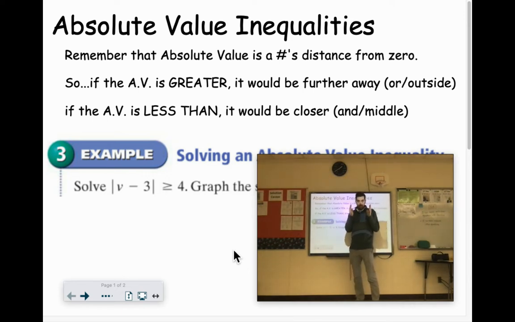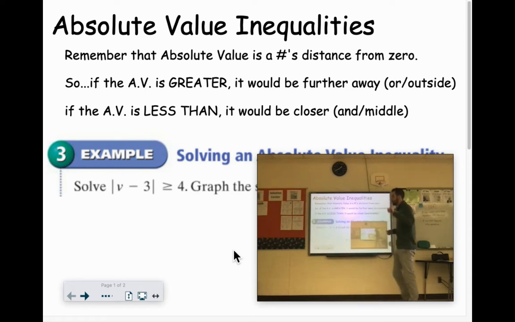So if the absolute value, its distance, is greater than something, it would be further away, right? And what kind of graphs go towards the outside? Oh my gosh, the or compound inequality. So if you have the absolute value and it's greater than something, it's going to be an or type of problem. And if it's the absolute value and it's less than something, the distance is closer, so it would shade in the middle. So if it's less than, then it's going to be an and type of problem.